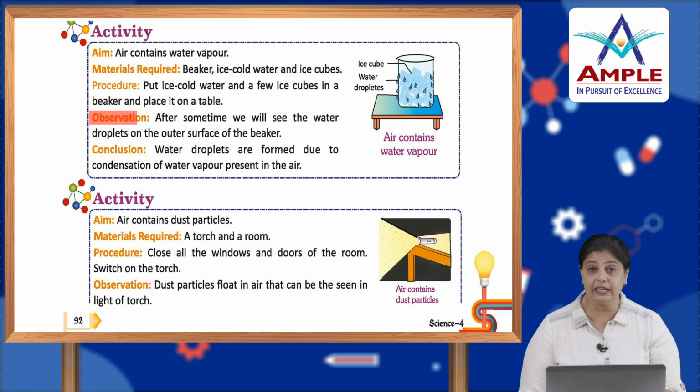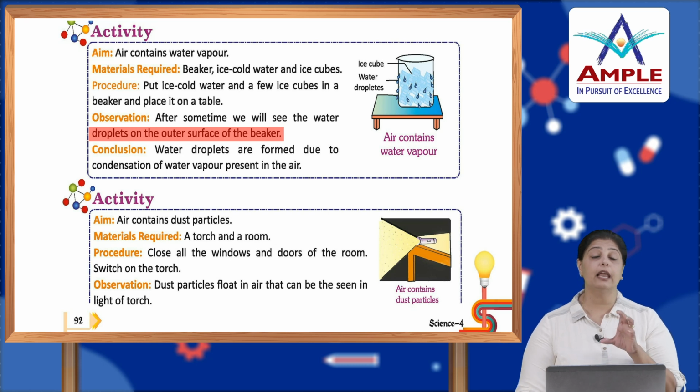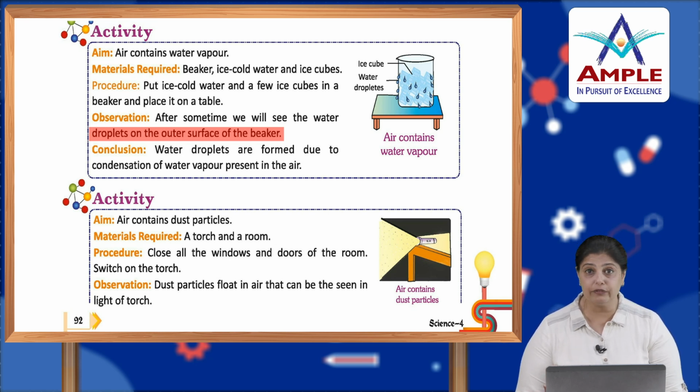You will observe that after some time, you will see water droplets on the outer surface of the beaker. Sometimes when the climate is very humid, if you remove a water bottle from the fridge and keep it out, or maybe a vessel of milk, if you keep it on the kitchen platform, you will see that there are water droplets forming on the outside of that vessel or the jar or the bottle.